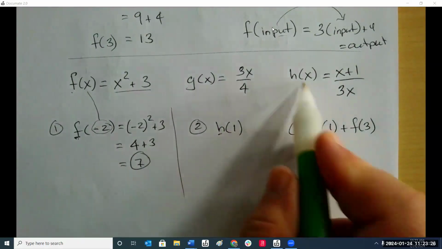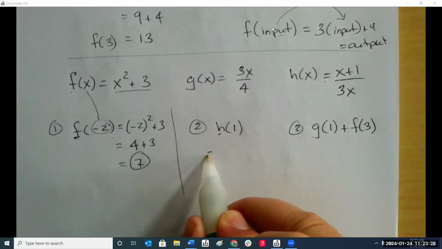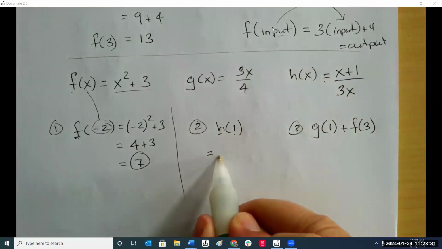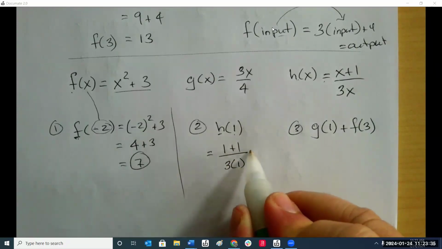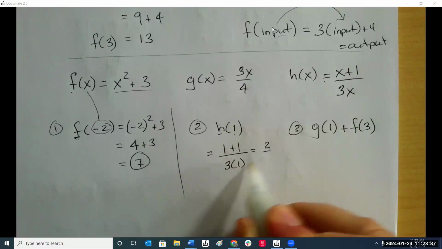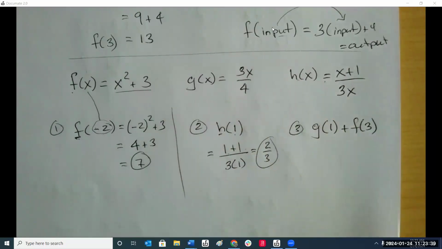This one says go to h. Anywhere I see an x, I put a 1. 1 plus 1 is 2. 3 times 1 is 3. So the answer is 2/3.